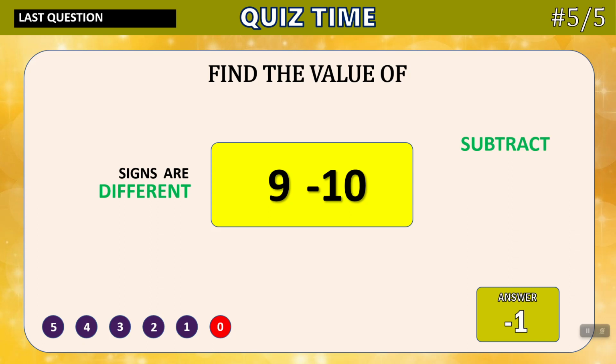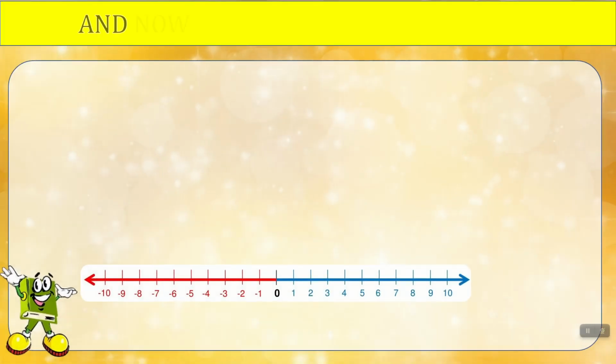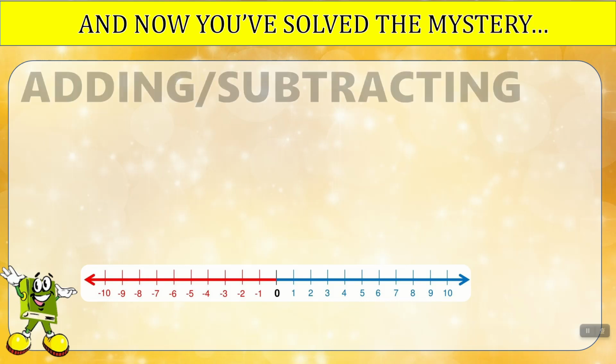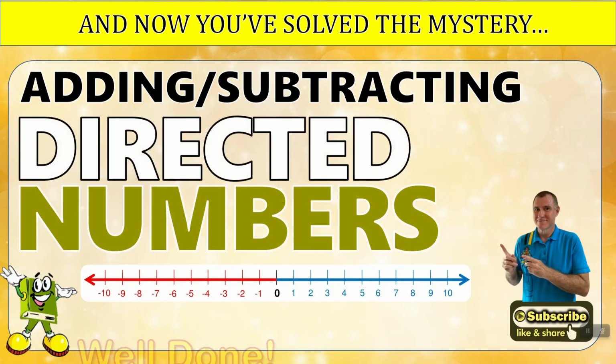I use 10 first. 10 take away 9 is 1. And then which sign do we use? Well, we use the sign in front of the larger number. 10 is bigger than 9, and 10 has a minus sign in front. So our answer is -1. And so now you've solved the mystery of adding and subtracting directed numbers.